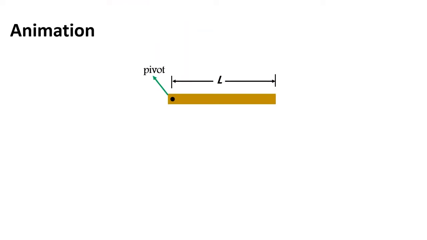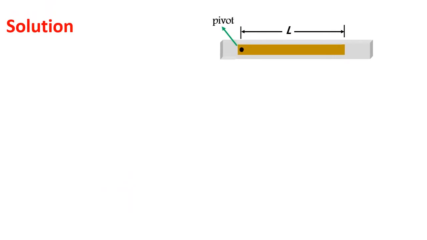Animation. Here is what happens when the rod is released from rest. The rod rotates about the axis that passes through the pivot point. Solution. We are given the moment of inertia of the rod, and we know that m is concentrated in the middle. We are asked to calculate the magnitude of the angular acceleration of the rod. We know that tau net equals I times alpha. If we can calculate tau net, then we can calculate alpha.